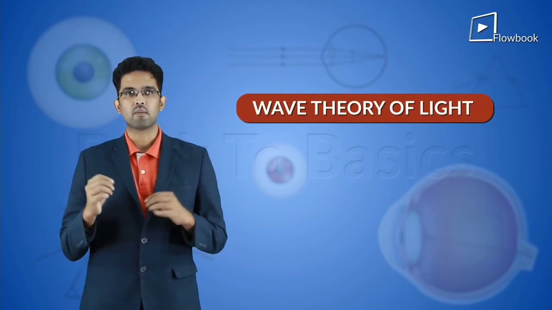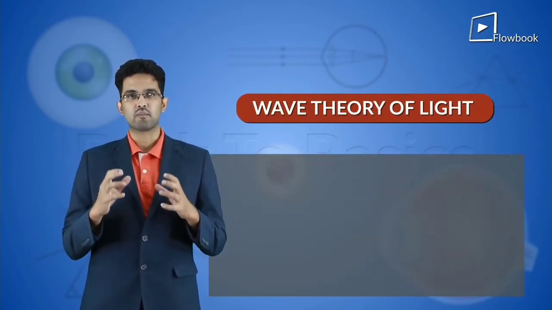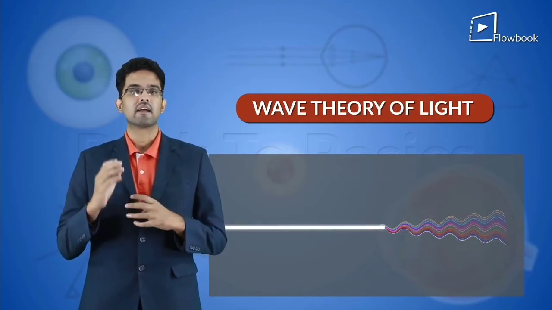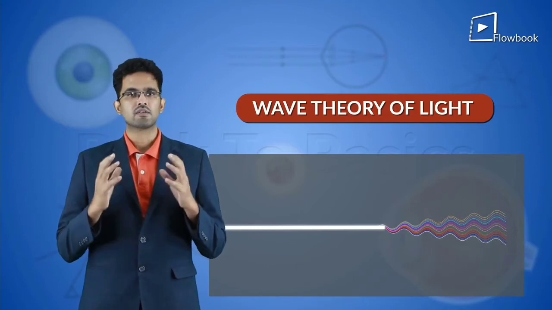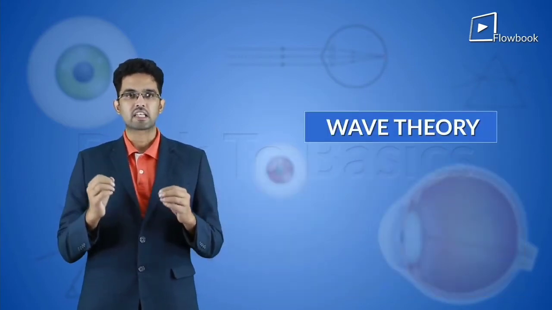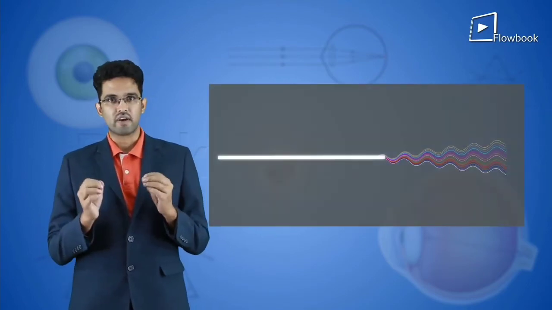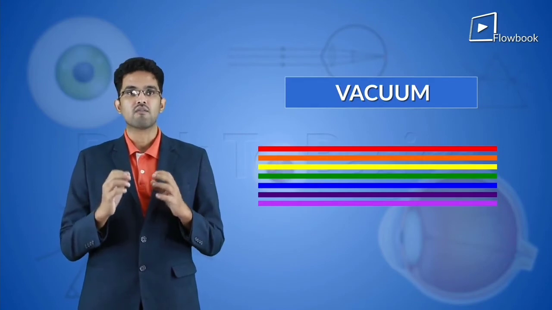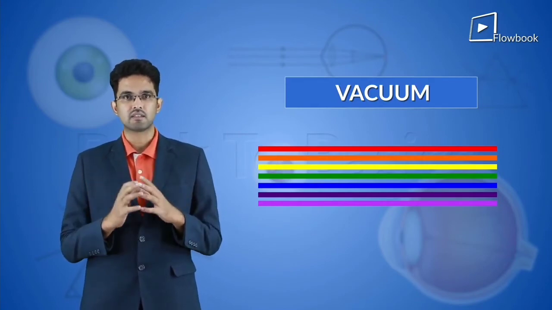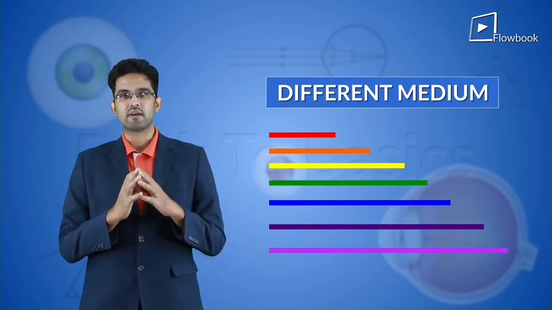You must have heard about the wave theory of light. According to this, light is an electromagnetic wave, and white light in particular is a collection of waves with different wavelengths. So, how does this wave theory explain this dispersion? You see, each color here is a different wave of light. In vacuum, the speed of light is constant for all these different waves or colors, but it depends on wavelength when it passes through different mediums.